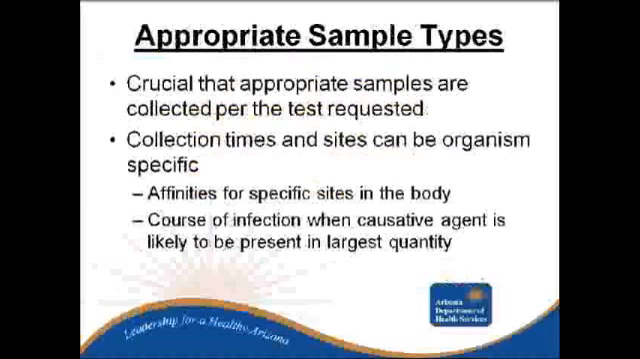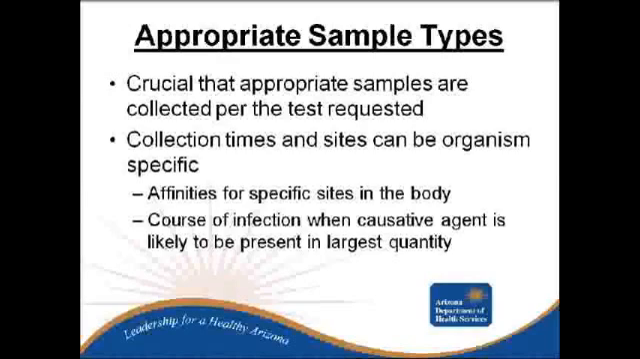It's extremely crucial that you are choosing the appropriate sample types based on the test you are requesting. The collection times and sites of the organism suspected really is important. There can be different affinities for specific body sites or the course of infection for when you're collecting the sample, which can really play a big role. So again, if you're ever unsure, be in close communication with your hospital doctors or your state or local epidemiologists.